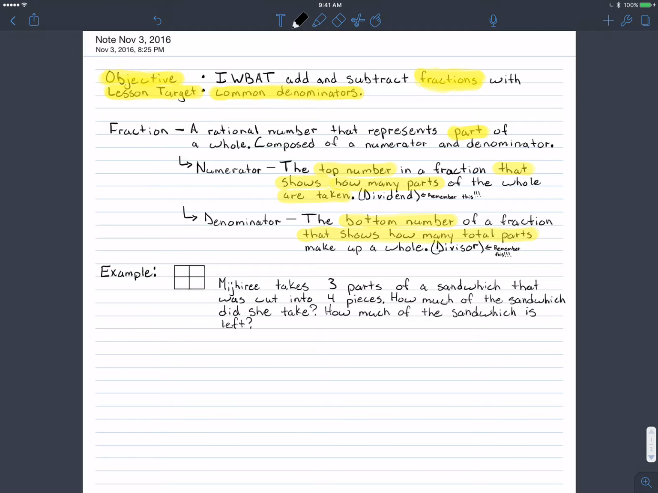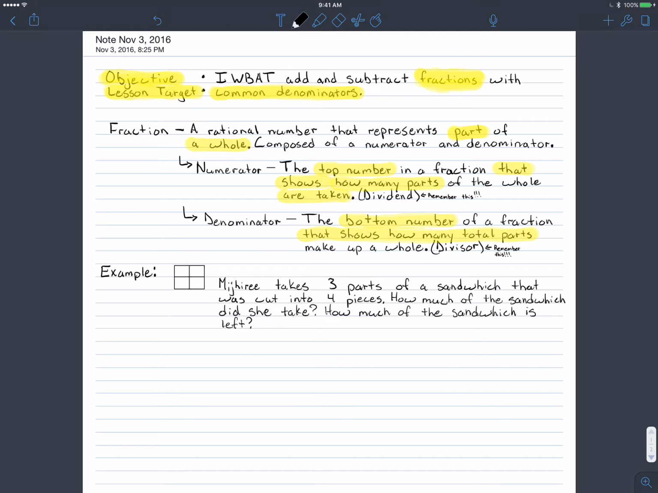So, what is a fraction? A fraction is a rational number that represents part of a whole. Make sure you use the play and pause button and not only write out your notes, but I really want you to make sure that you read over your notes and understand your notes when you come to class.